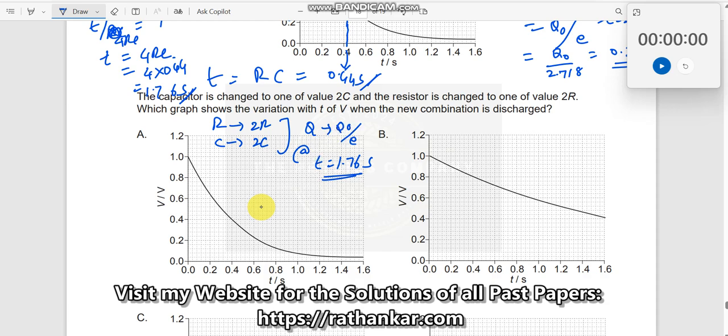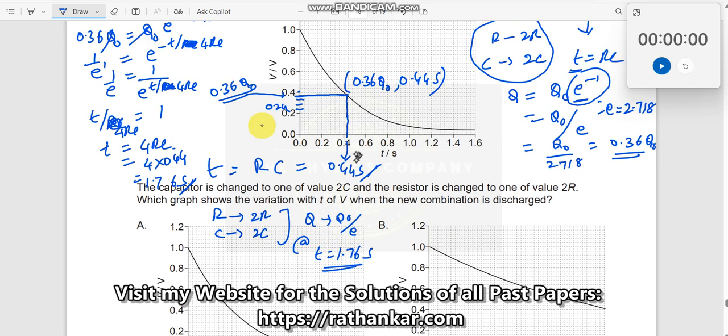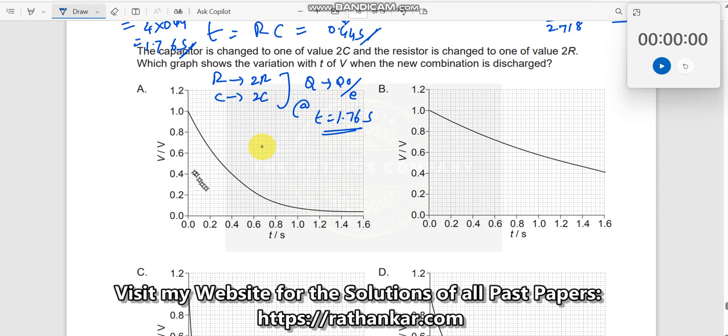Where is it now? As I already told you in the previous graph, it is just 1 square before 0.4, right? This is the point. 1 square before 0.4 is here. Draw a line here and find what is the time here. Time here is seen to be around 0.44. But what should I get? I should get the time to be 1.76. So therefore, this is incorrect.